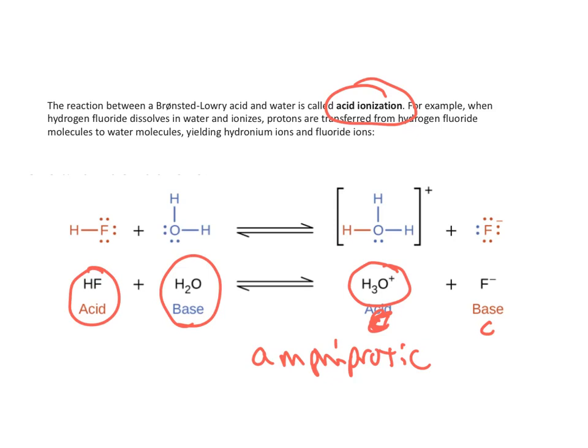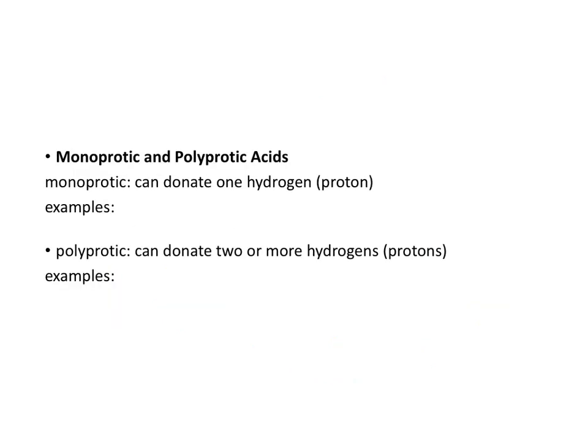Again, hydrofluoric acid was the acid because it donated a hydrogen to form F minus, the conjugate base. Water acted like the base because it accepted a hydrogen and formed the conjugate acid, a substance now capable of giving up a hydrogen. And that is it, except, I'm sorry, we didn't talk about monoprotic and diprotic acids.